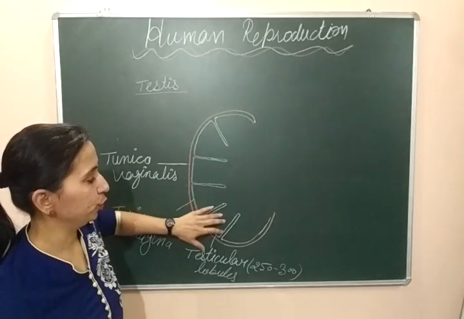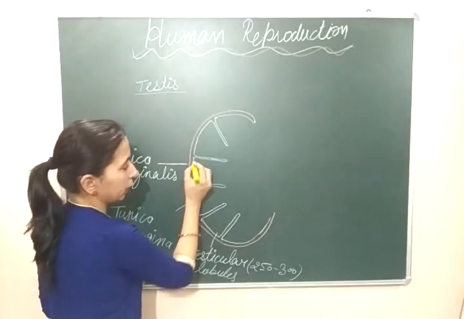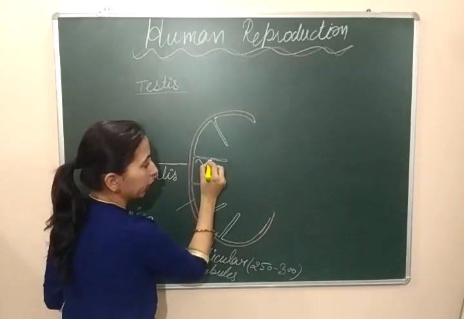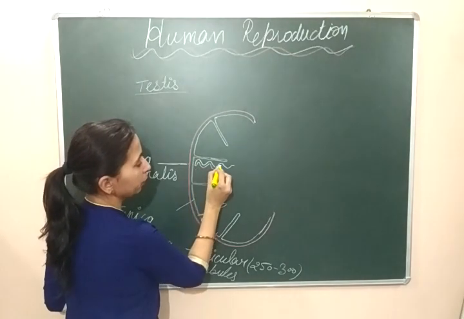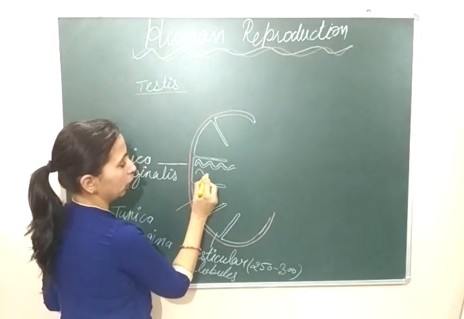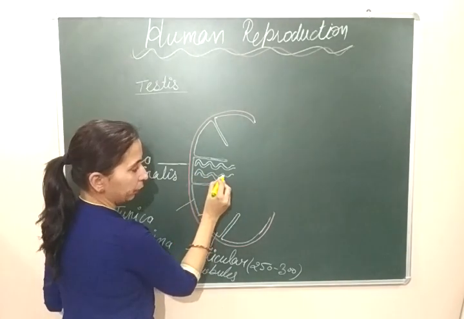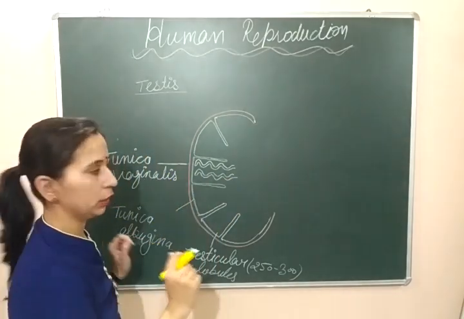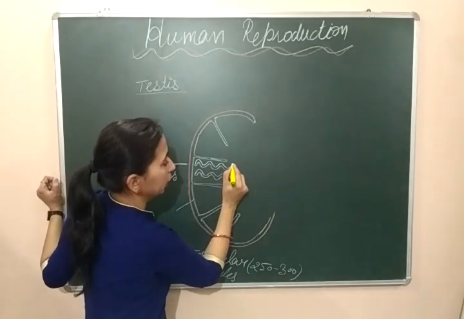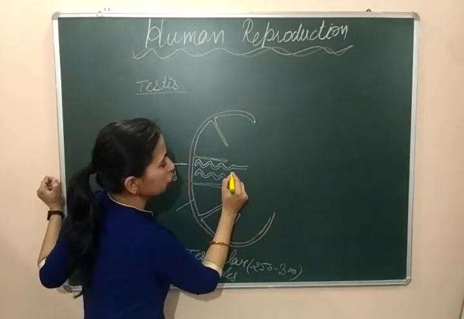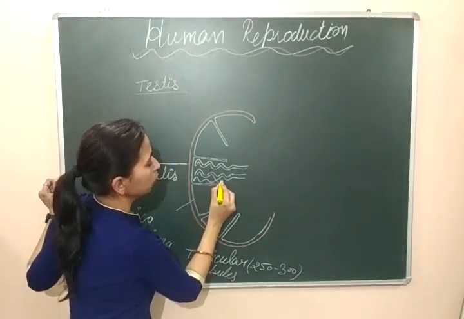Inside all the testicular lobules that are forming, these lobules contain some convoluted tube-like structures. These convoluted tubule-like structures are convoluted at their beginning and at the end they become straight. See, these are the convoluted tubules, here we made them convoluted, but here at the end they will become straight. So in this way we have to draw one more.